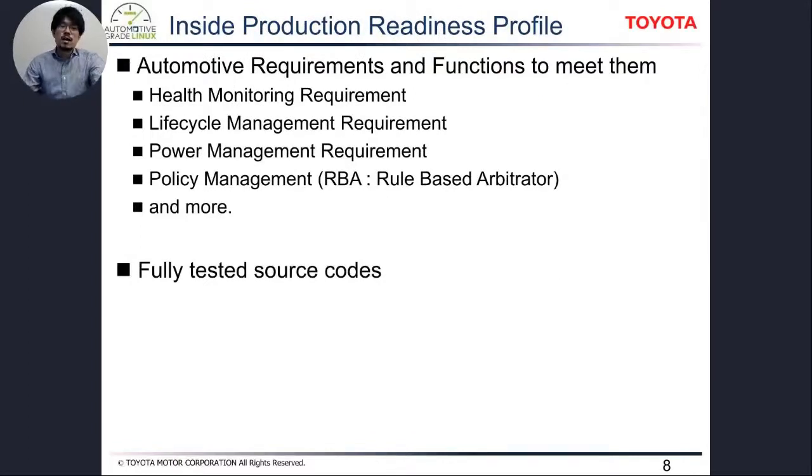Then from this slide, I'd like to introduce some examples of requirements and functions in the Production Readiness Profile. Currently, upstream, the profile only includes modules in platform layers, such as health monitoring, lifecycle management, past data management, and policy management, and so on. However, automotive requirements or product-level use cases are important to understand why these function modules are needed. So in this section, I want to introduce function modules that are included in the Production Readiness Profile and related product requirements or use cases.